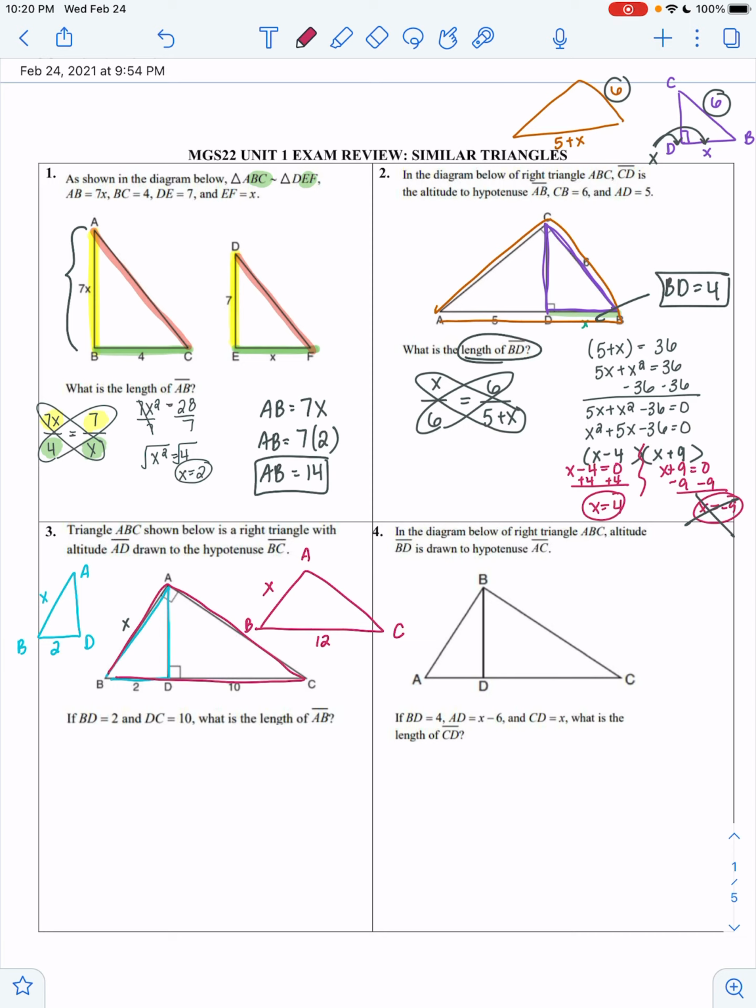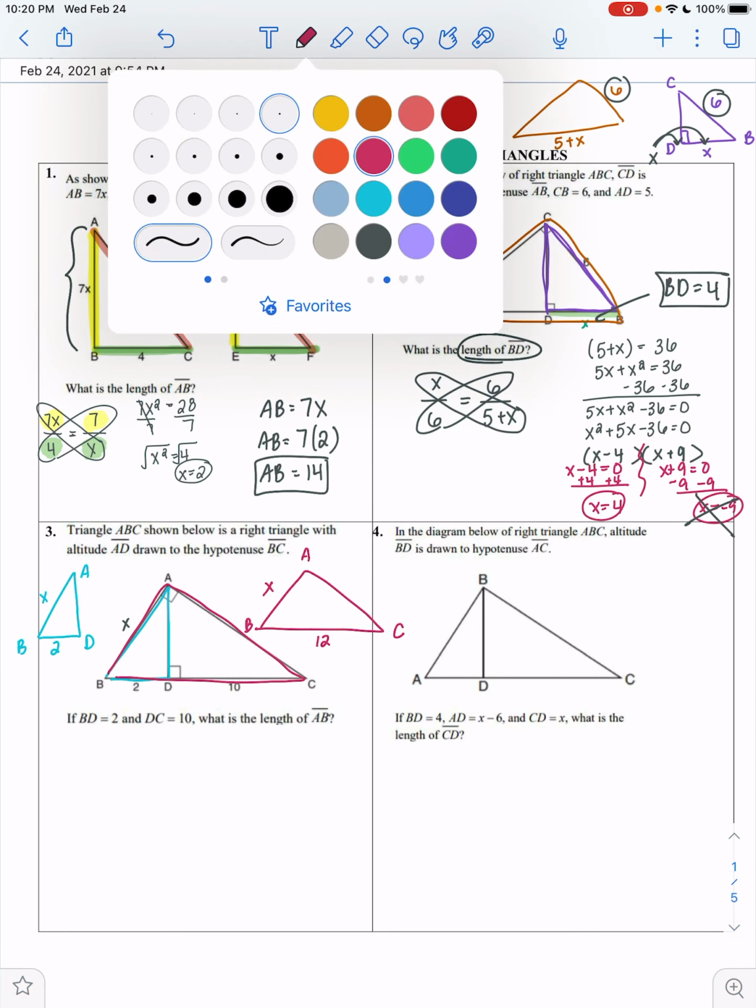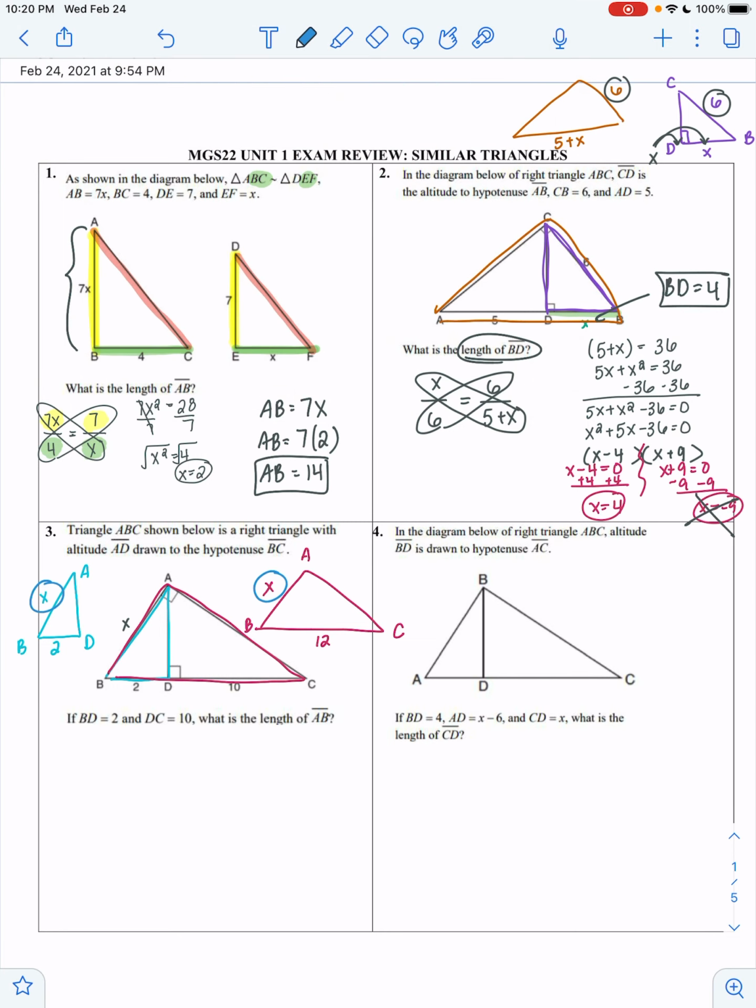So again, let's see. What they have repeating is the X's, so that becomes our means. And then the two other numbers, 2 and 12. Let's cross multiply. We get 2 times 12 is 24. X times X is X squared. We want to take the square root of both sides, so X is equal to the square root of 24.